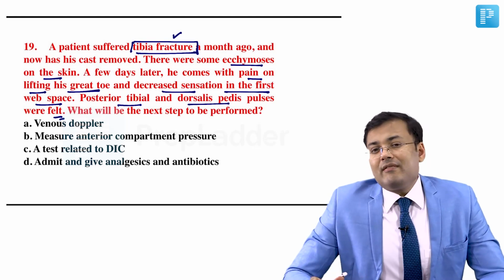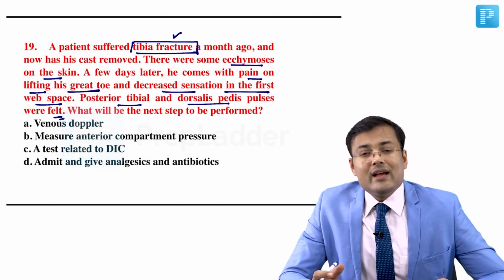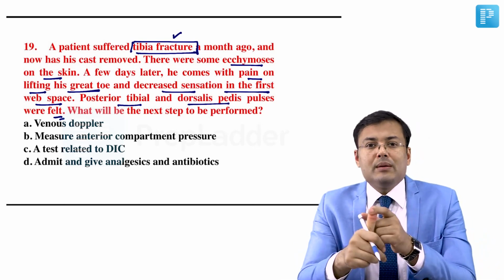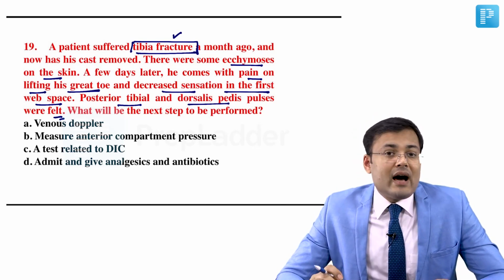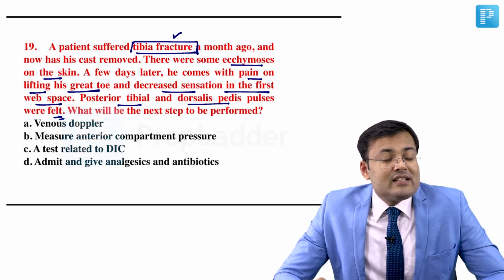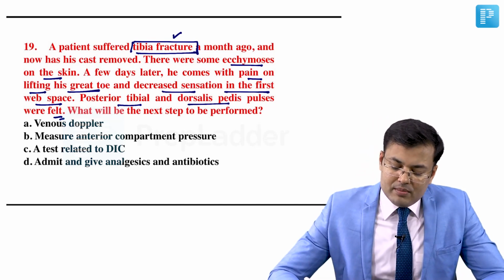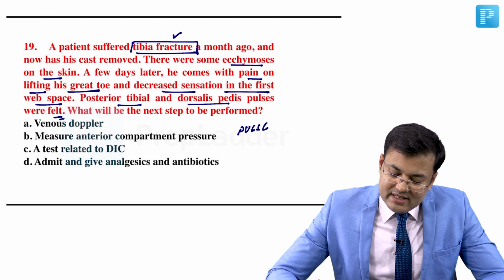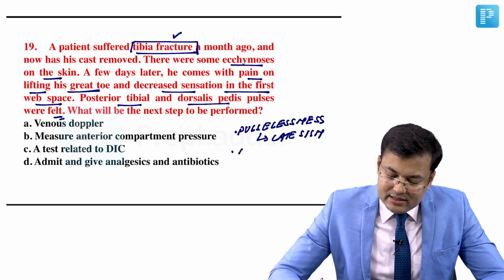Now, if a patient has a fracture of the tibia or any fracture, especially in the lower limb, followed by excessive pain or pain on passive stretching, and the patient has paresthesia, all these findings are suggestive of what? Compartment syndrome. You know, in relation to compartment syndrome, pulselessness is a late sign and paralysis has the worst prognosis.